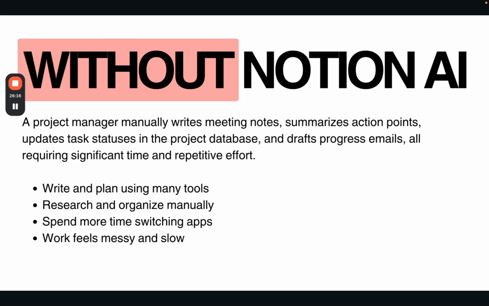So without Notion AI, a project manager manually writes meeting notes, summarizes action points, updates tasks, updates task statuses in the project data, all requiring significant time and repetitive effort. Write and plan using many tools, research and organize manually, spend more time switching apps, work feels messy and slow. So it was painful. If you're not using Notion AI, there's more work to be done and things are a bit messy and slow.